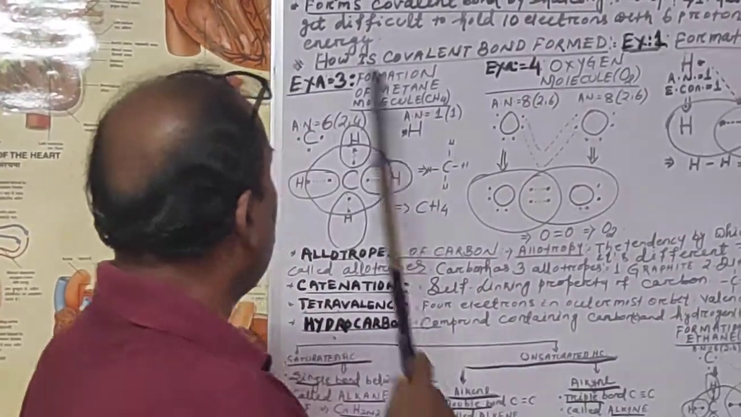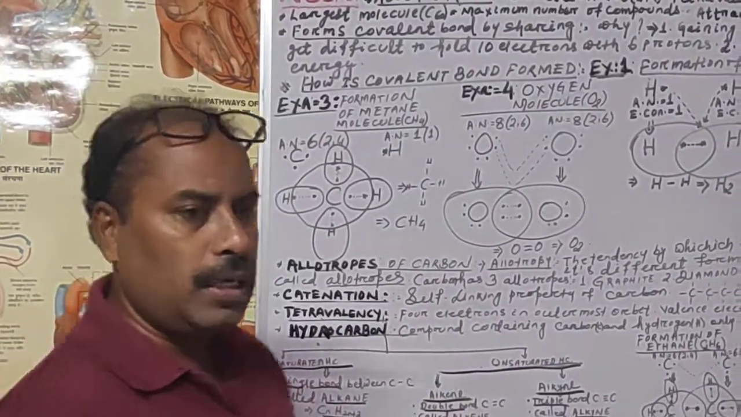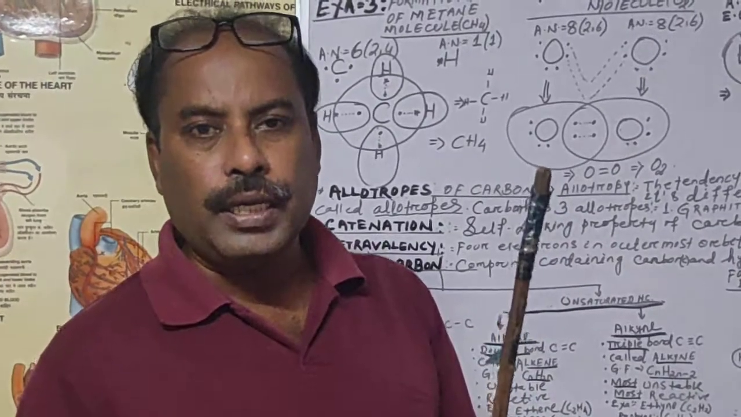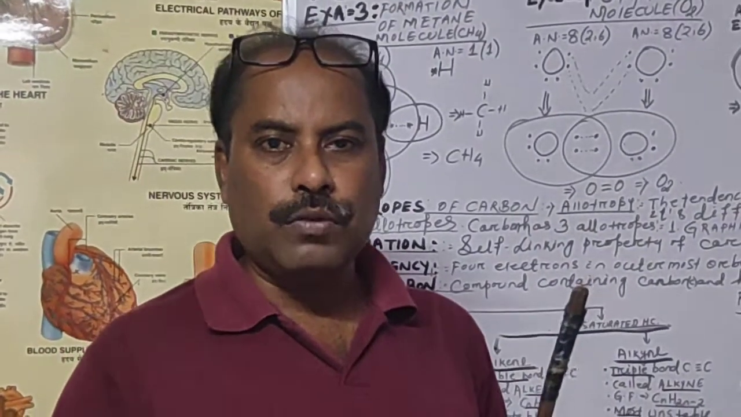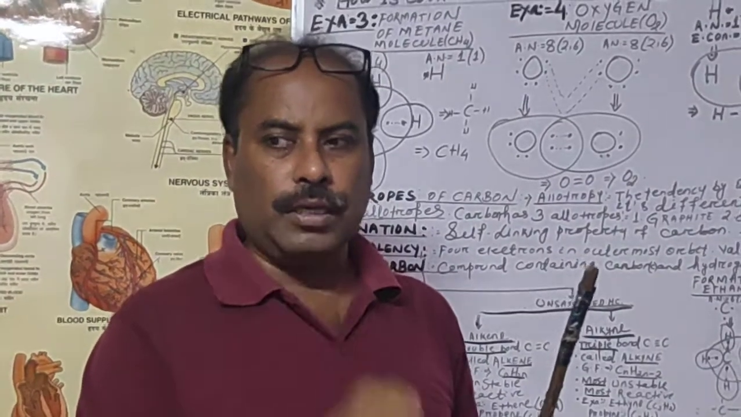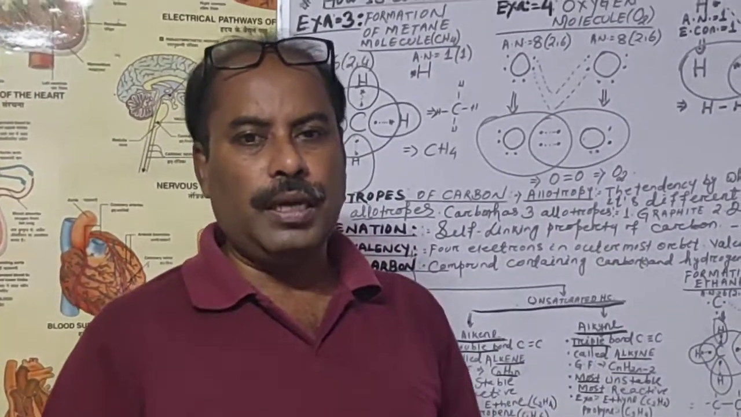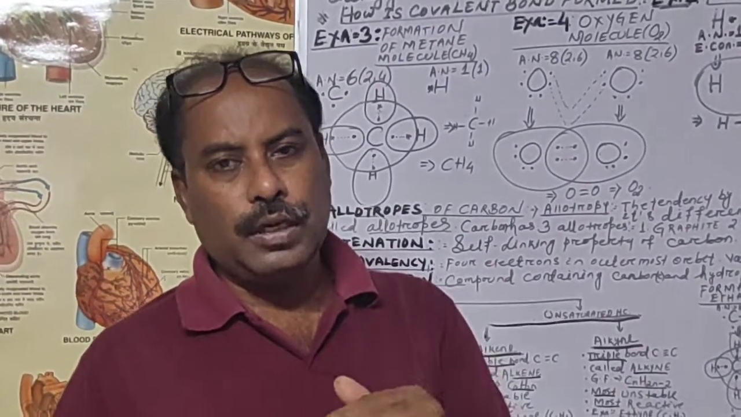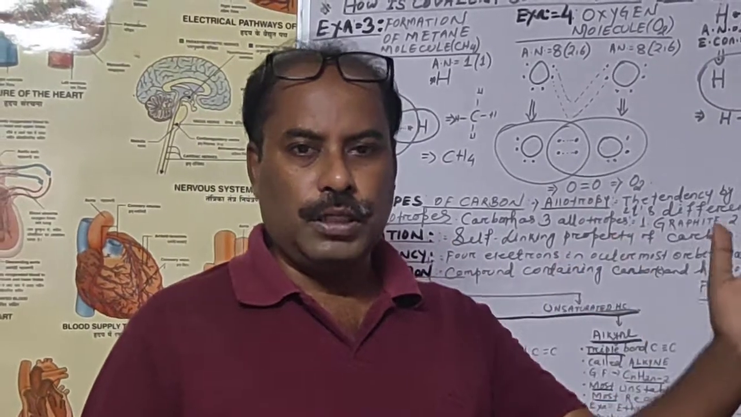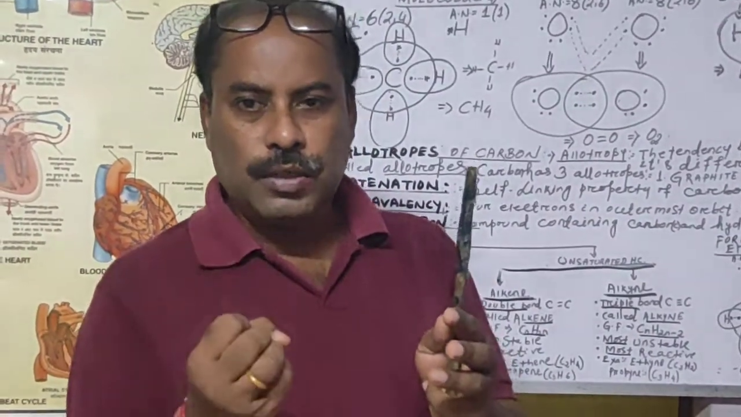Next we will come to the formation of covalent bonds by sharing. The carbon atom is a non-metal. Non-metals are electronegative in nature. Electronegative means that when they react, they always accept electrons. They gain electrons and become more negative, whereas metals donate electrons and become more positive. So metals are electropositive, and non-metals are electronegative because they receive electrons.